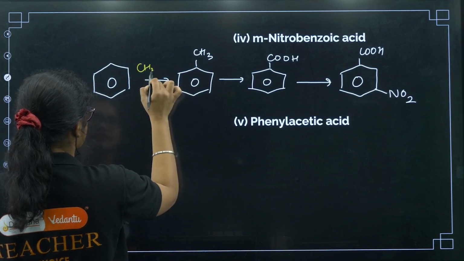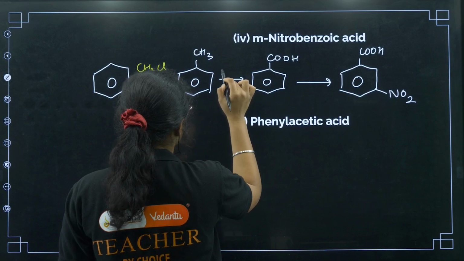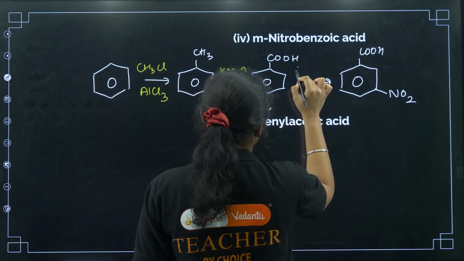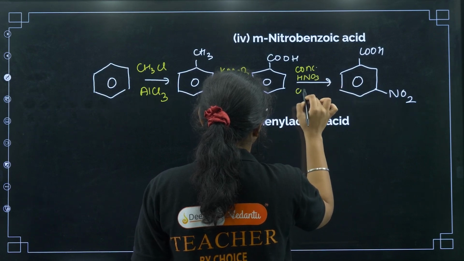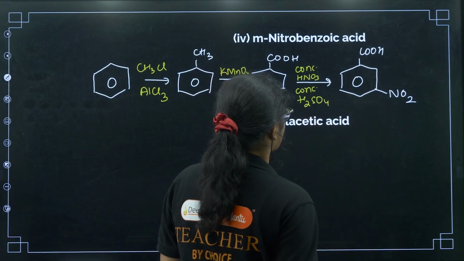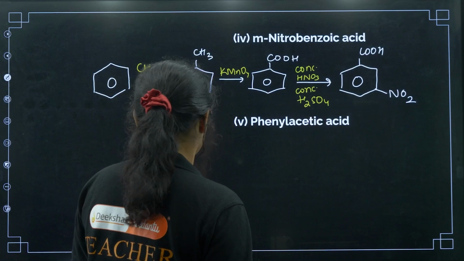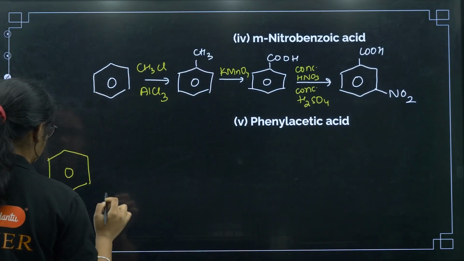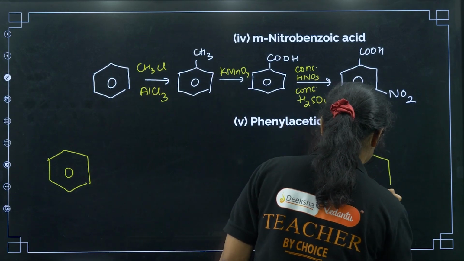So first I can do CH3Cl AlCl3, then here I can use KMnO4, and then here you can use concentrated HNO3 and concentrated H2SO4. Fine, next is phenyl acetic acid. So that means from benzene, benzene to phenyl acetic acid.